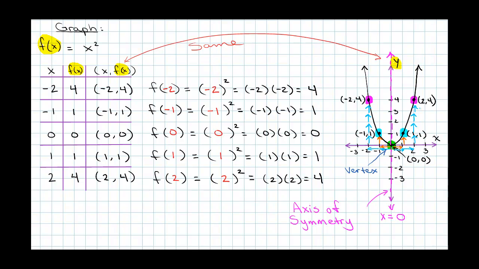Okay. Alright, that's going to be it for this video. The next video is going to be graphing quadratic functions part 2. So make sure you watch that one after this one.